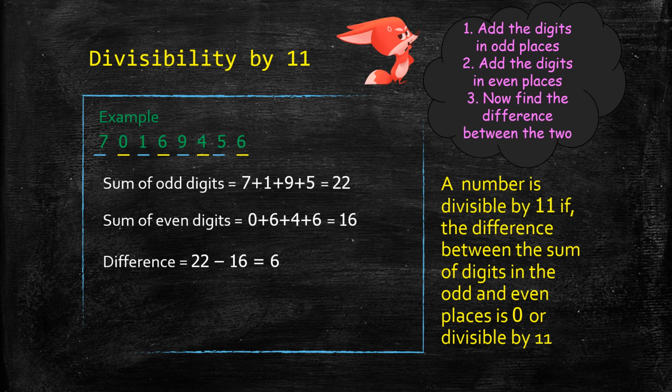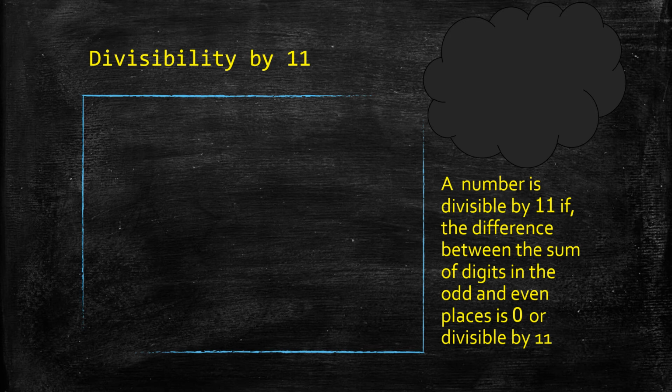No. The difference you get should be either 0 or any number that is divisible by 11. In that case, this big number will be divisible by 11. Otherwise, no. So now you have not got a difference 0 or any number that is divisible by 11. So this big number is not divisible by 11. We'll see two more examples. We know the rule. Don't get scared looking at the rule.